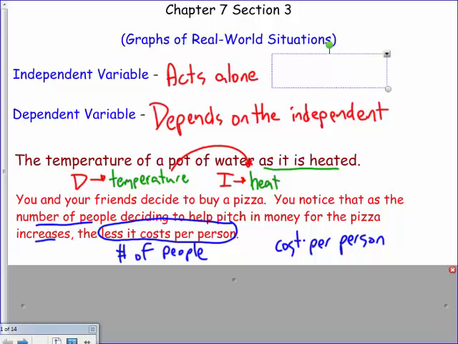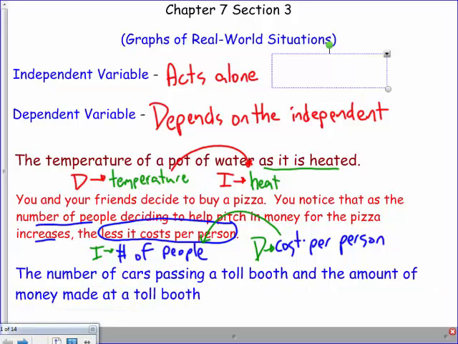So which one depends on the other? Does the number of people depend on how much it costs per person, or does how much it costs per person depend on the number of people? Let me say that again. Does the number of people depend on the cost per person? No, my number of people doesn't get affected by the cost. I have to know how many people first before I know the cost. So the cost depends on the number of people. So the cost per person would be the dependent because it depends on the number of people, whereas the number of people would be the independent. So I'm just going to label I and D for those.